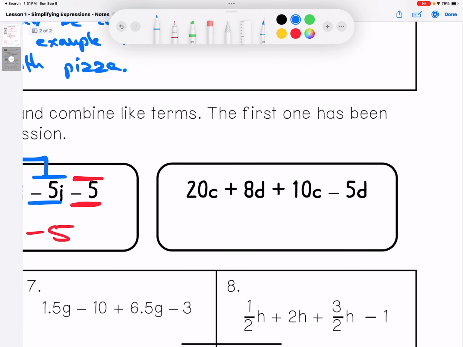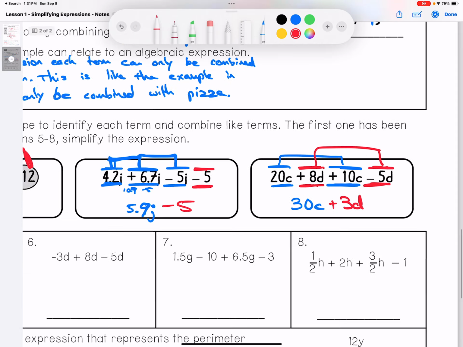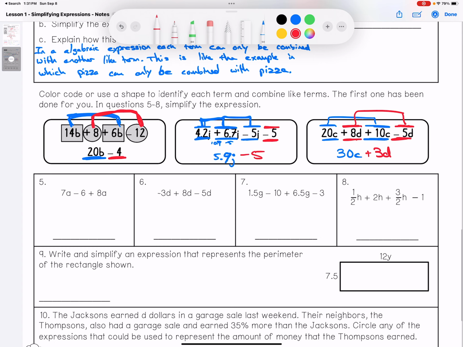All right, last one. C. So we're going to combine those. And then we got 2 D's. All right, combine the C's first. 20 plus 10 is 30C. And then the D's is positive 8 minus 5, so that is a positive 3D. So it's 30C plus 3D. Now I'm going to pause the video and let you and your partner work out 5 through 8.